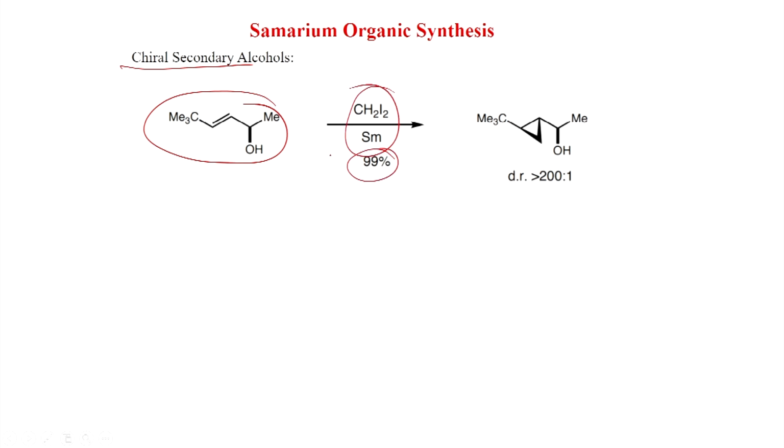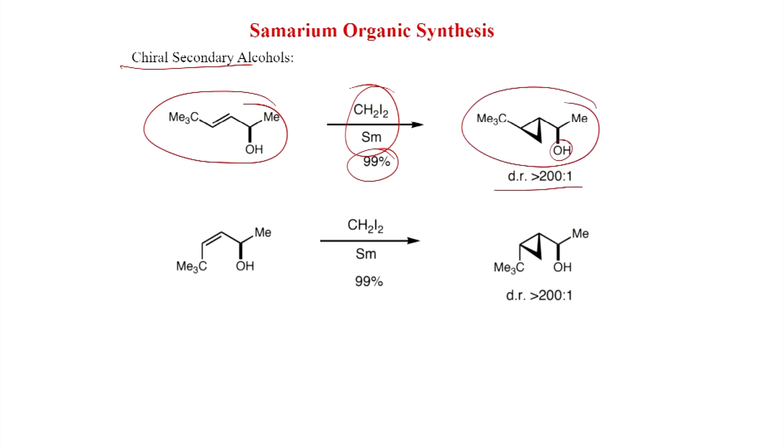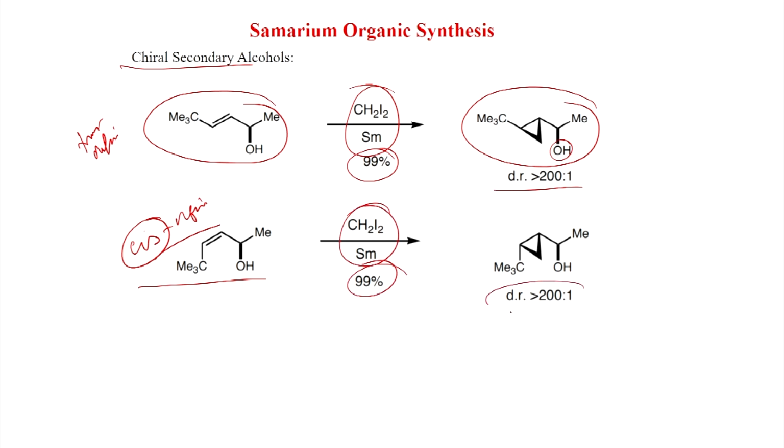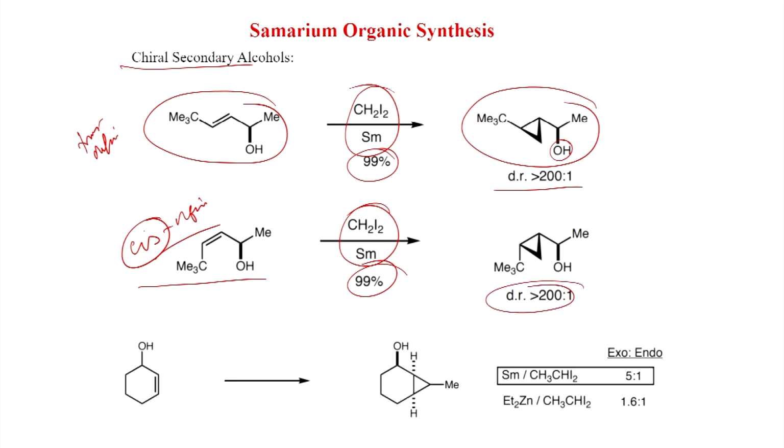This is very important. With chiral secondary alcohols like this one, you put samarium, CH2I2, and you get a 99% yield of this product, and you can see the diastereoselectivity is greater than 200:1. So, this hydroxy and cyclopropyl are on the same side. If you now put a cis olefin, this one is a trans olefin, the cis olefin also with CH2I2 and samarium gives a high yield of 99%, and here also the diastereomeric ratio is very high. The cyclopropyl group is on the same side as the hydroxy group.